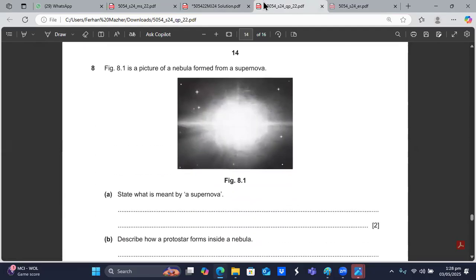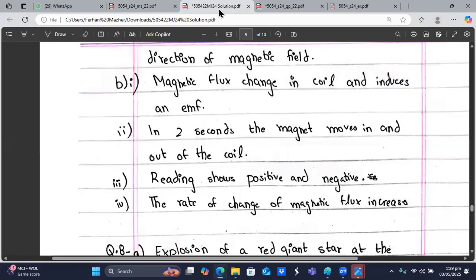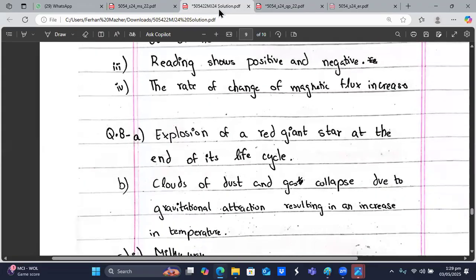So question number 8 is showing up on your screen. Figure 8.1 is a picture of a nebula formed from a supernova. State what is meant by a supernova. A supernova is a kind of explosion which happens in the life of a star.